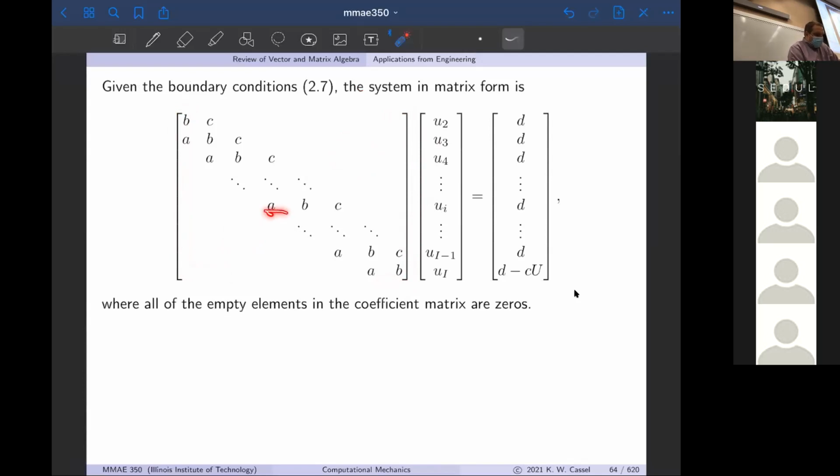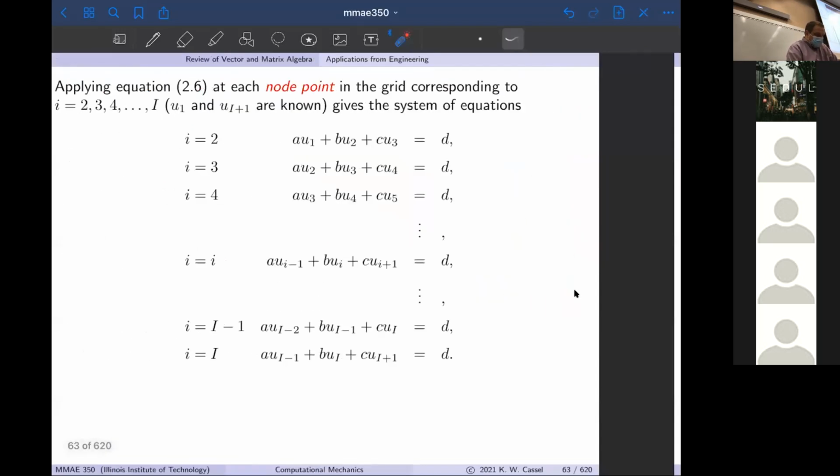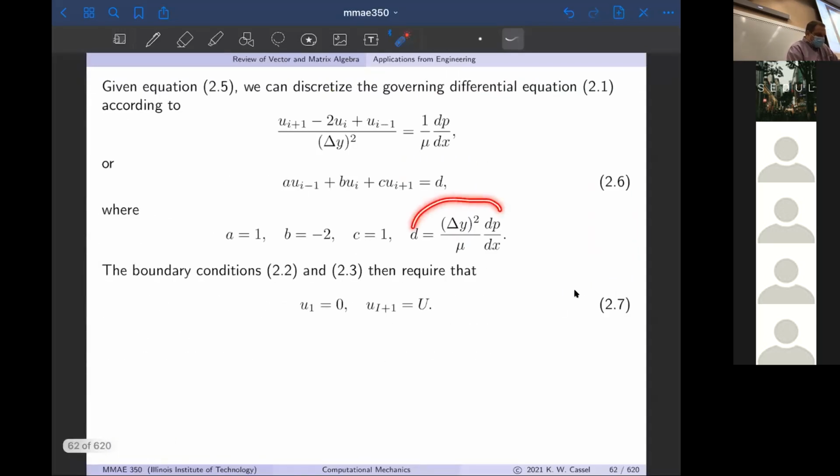So I get a tridiagonal system, only 3 non-zero diagonals. These are the values of u, the velocity, at each of the grid points, and then the d's on the right-hand side. And again, the d's are all the stuff I know. That's related to this 1 over mu dp dx, and then I've multiplied through by the delta y squared. Again, don't worry about the details.